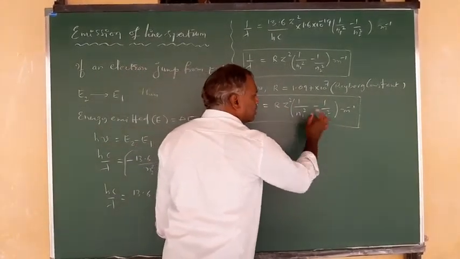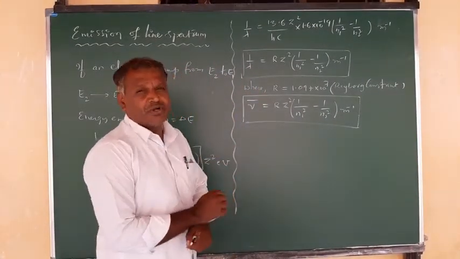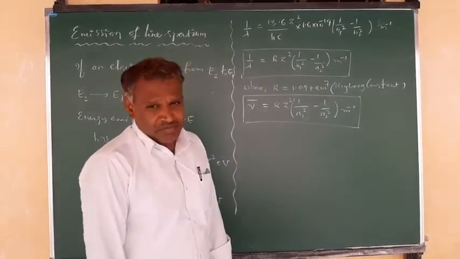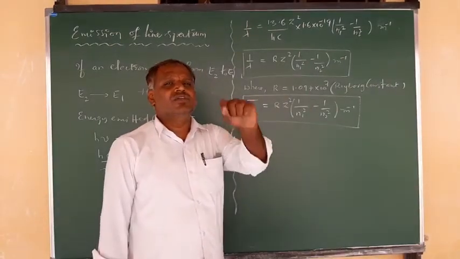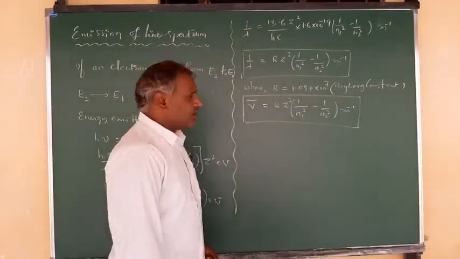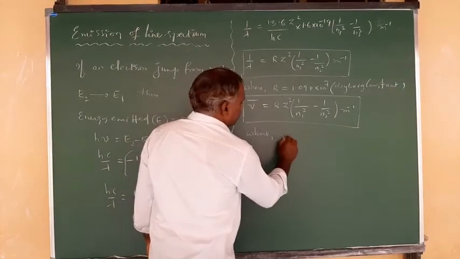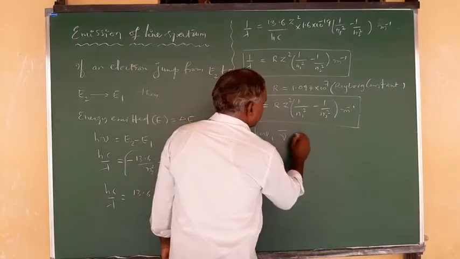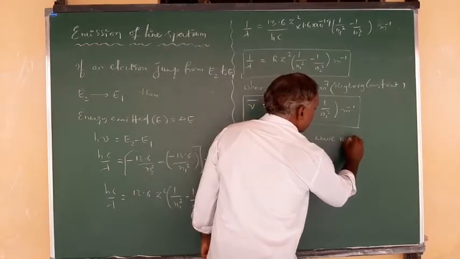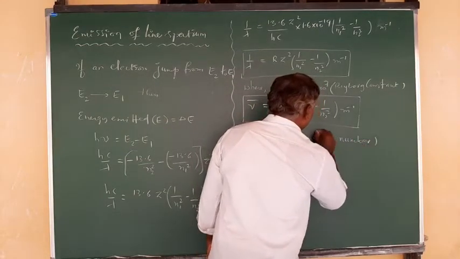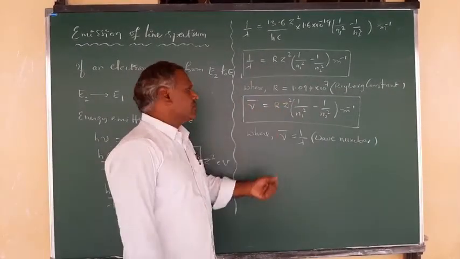When you know N1 and N2, that means from which orbit to which orbit the electron makes the transition, accordingly we can determine how much wavelength is emitted during that transition. So what is this nu bar? This nu bar is equal to 1 by lambda, and it is called the wave number. The reciprocal of wavelength is called the wave number, which is given by this equation, right?